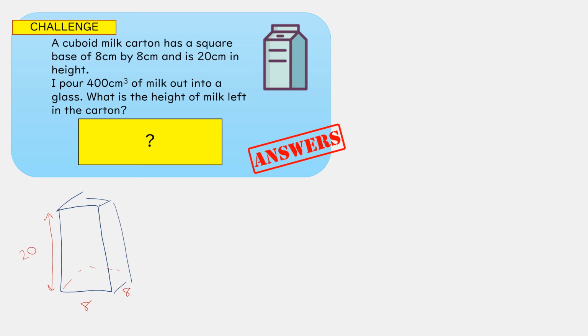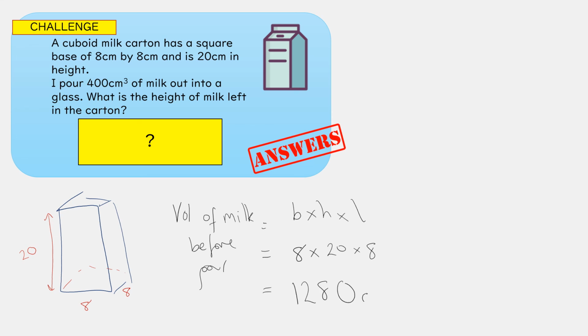Well, I think the first step I need to do is finding the volume of the milk before anything was poured out. So before any pouring. And we do that just by base times height times length, like we've done for the whole lesson. The base is 8, the height is 20, and the length it goes back is 8. So multiplying all those together, 8 times 20 times 8, we should get 1,280, and that's centimetres cubed. So that's how much a full carton can hold.